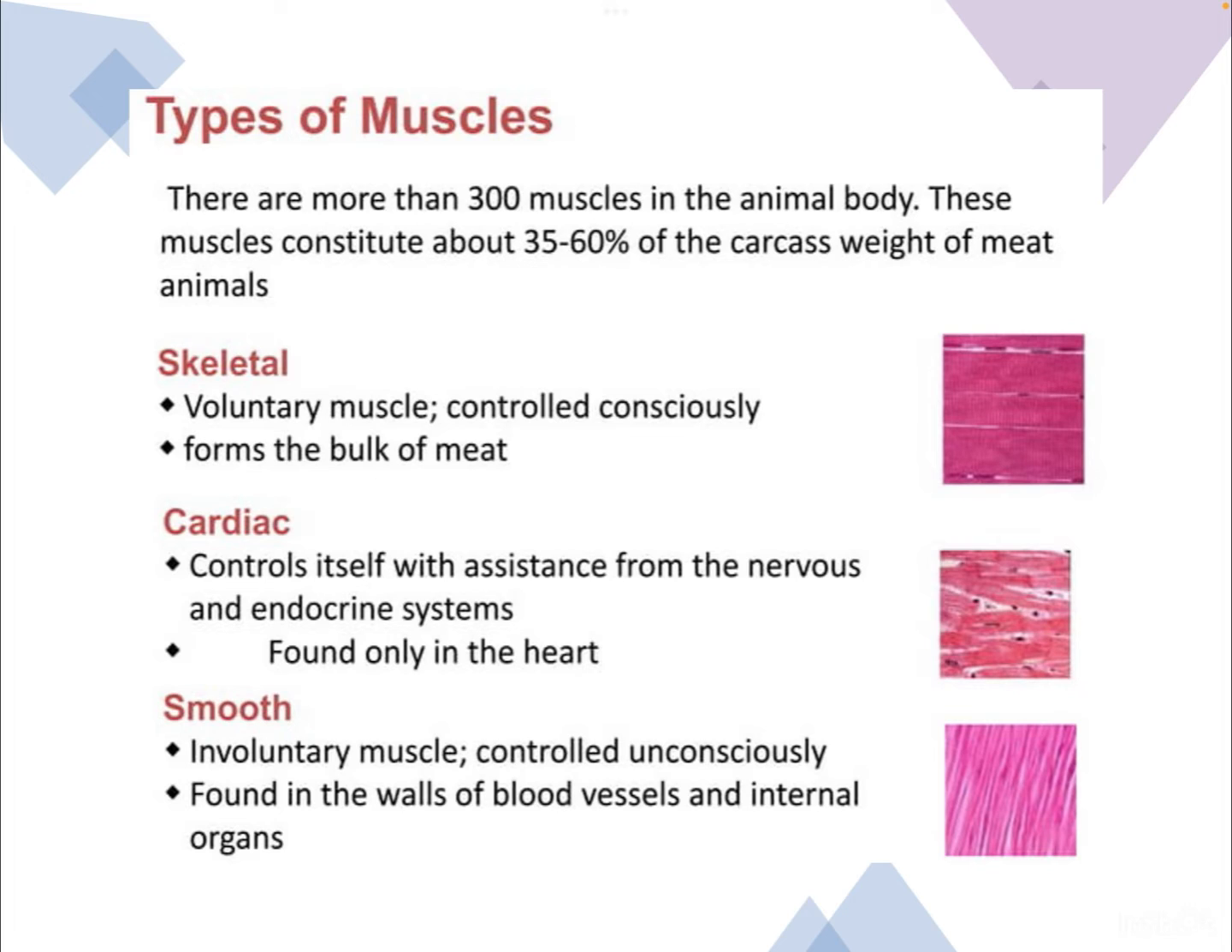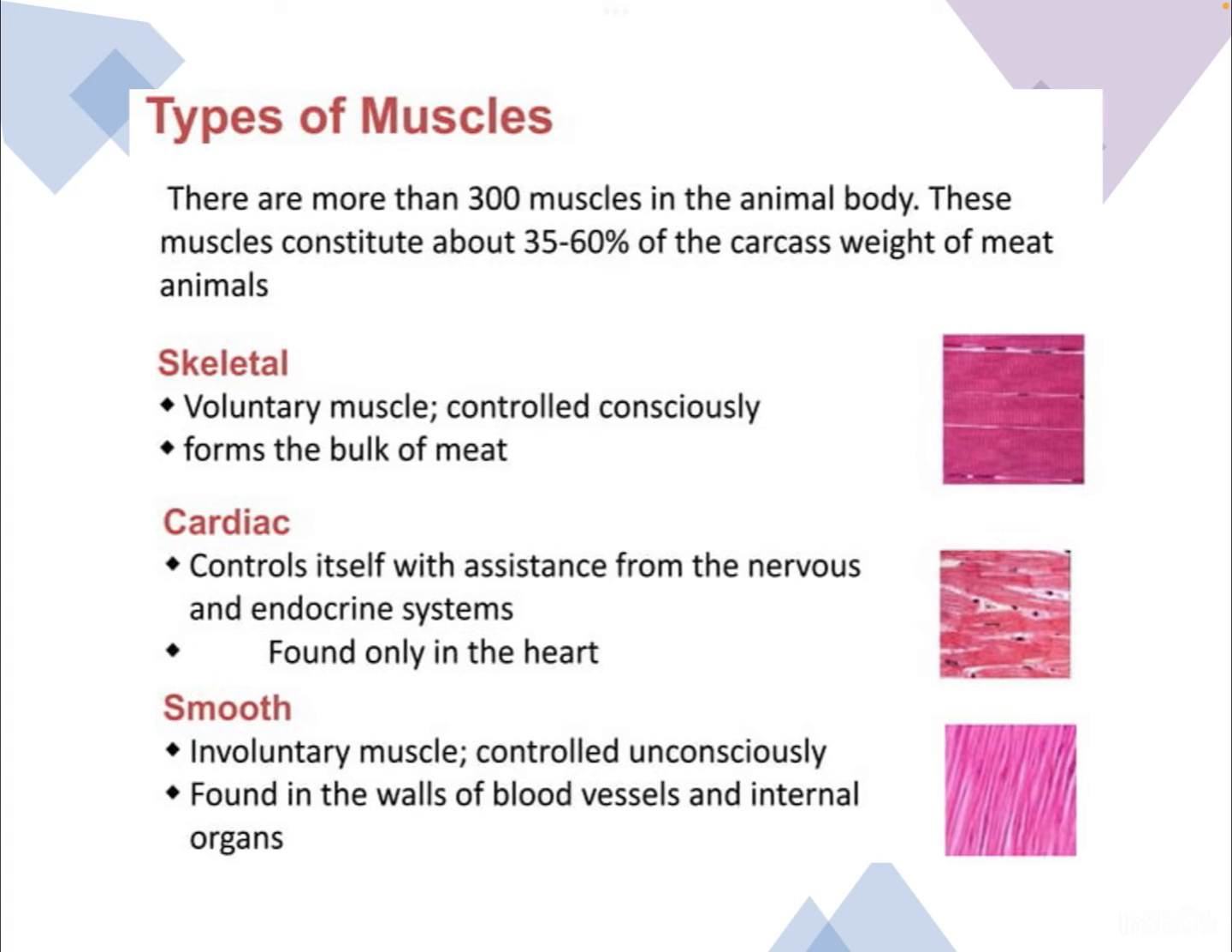If we recall what we have studied in human physiology in the lower classes, then the heart has its own sort of neural impulse generation system, and it is involuntary. It pumps on its own. We don't have a will or control over its movement, and it is found only in the heart.